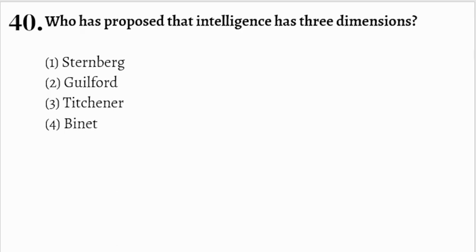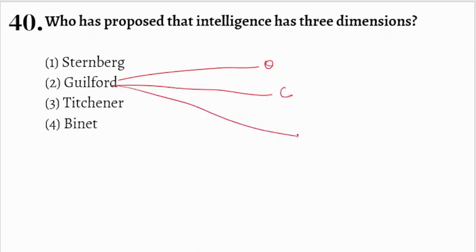Okay, so here the question, please read the question carefully. The question says has three dimensions. The triarchic theory was about three types of intelligence, like componential, etc. So Guilford was the one who said that intelligence has three dimensions. He said there are operation, there are contents, and there are products, and with all of these three dimensions we will function.